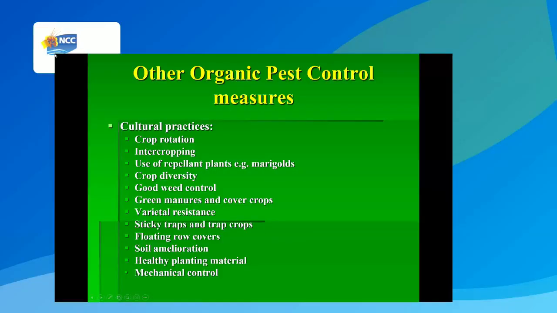Crop diversity. You can use different varieties of different crops within a given area to, again, reduce the level of insect damage, and pest damage in general. Good weed control. Weeds host a variety of different pests that can move onto your crops, your backyard plantings, and do a lot of damage.